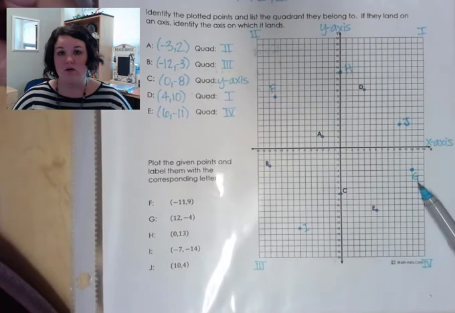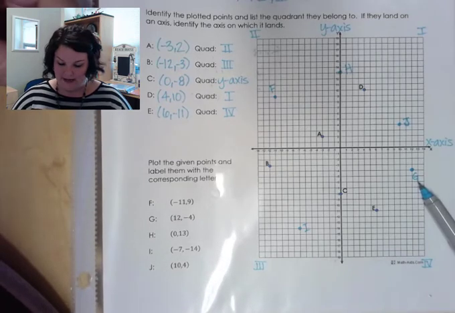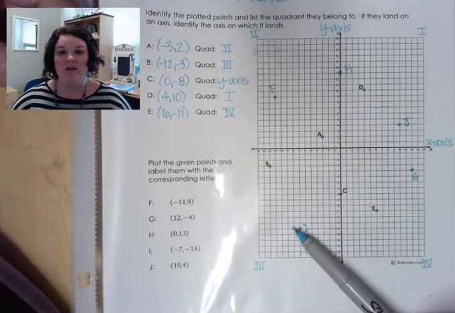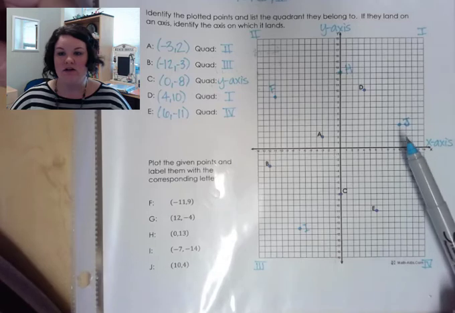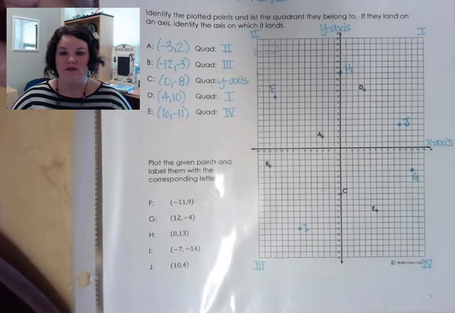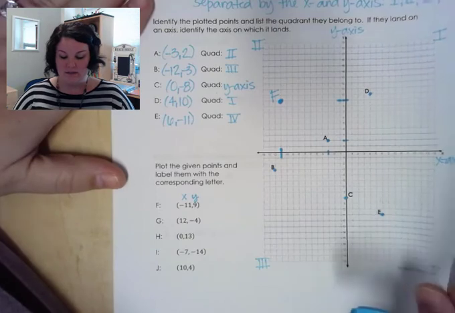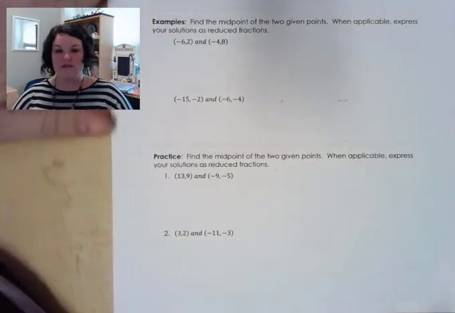G should be down here in quadrant 4. H should be up here on the y-axis. I is down in quadrant 3. And J is over here in quadrant 1. Okay, so take a minute and correct yours if you didn't get the right answer, but we're going to go ahead and move on to the next topic for this section, which is the midpoint, finding the midpoint of 2 points.